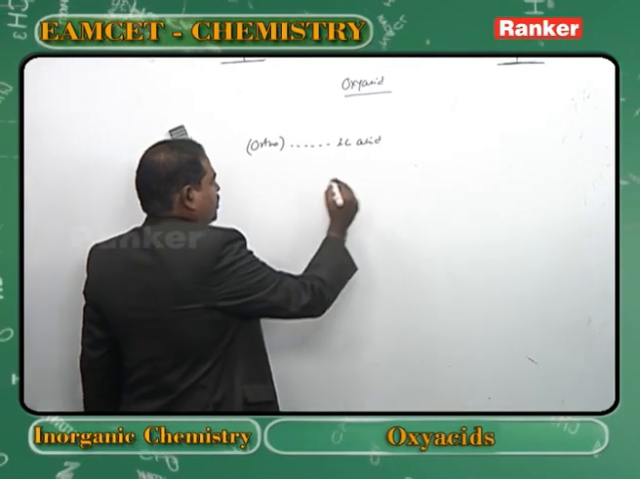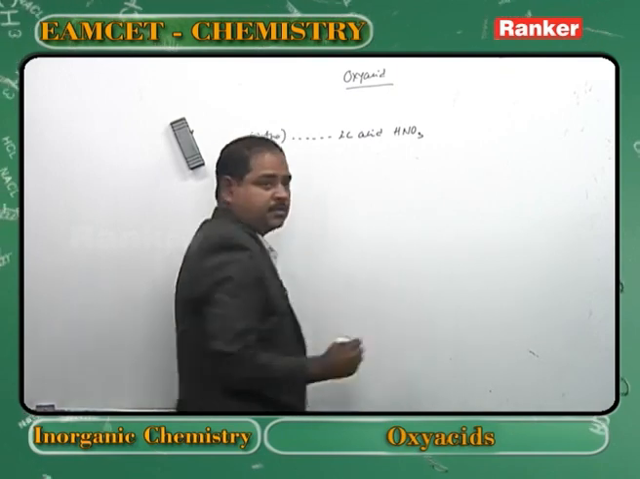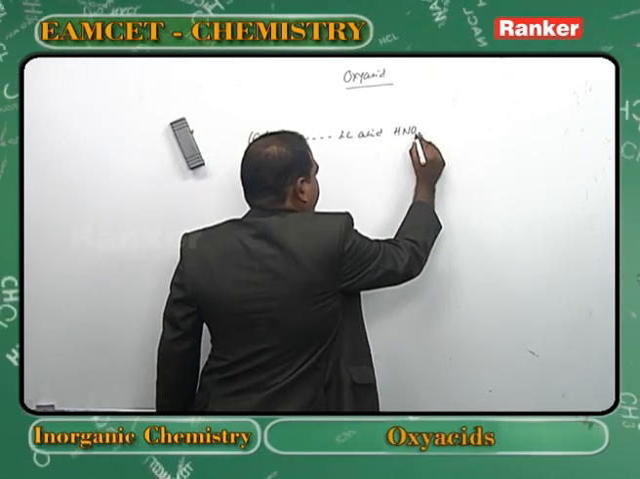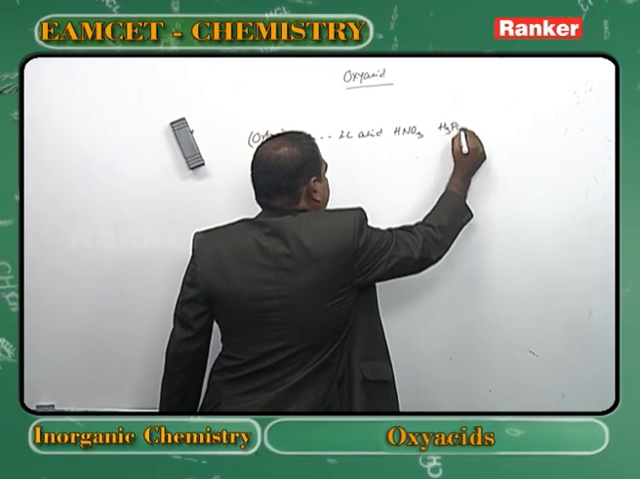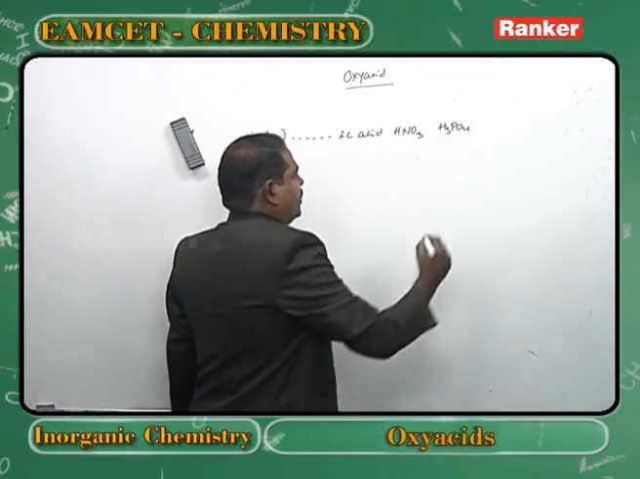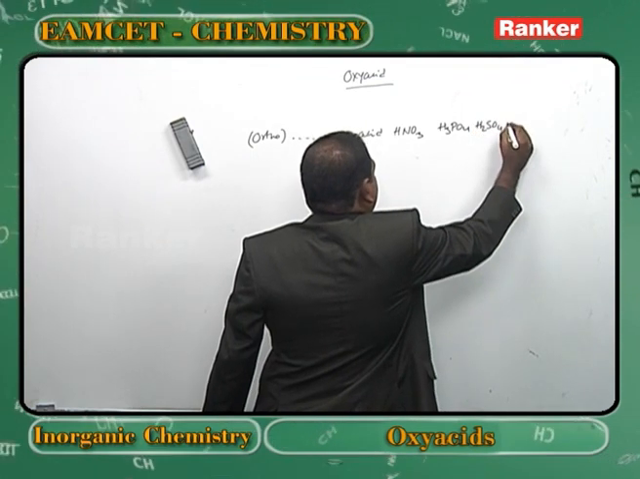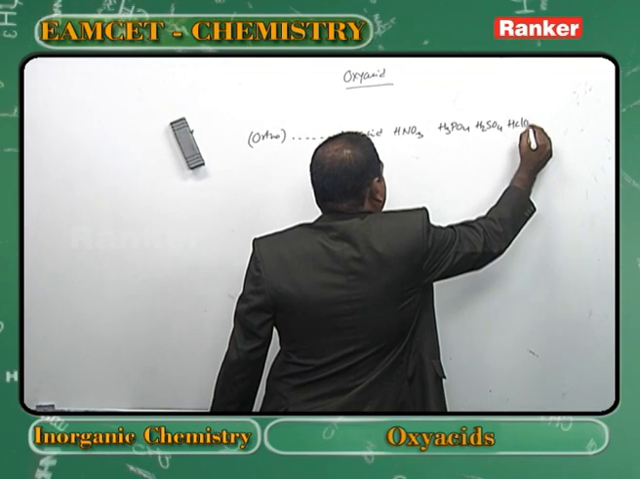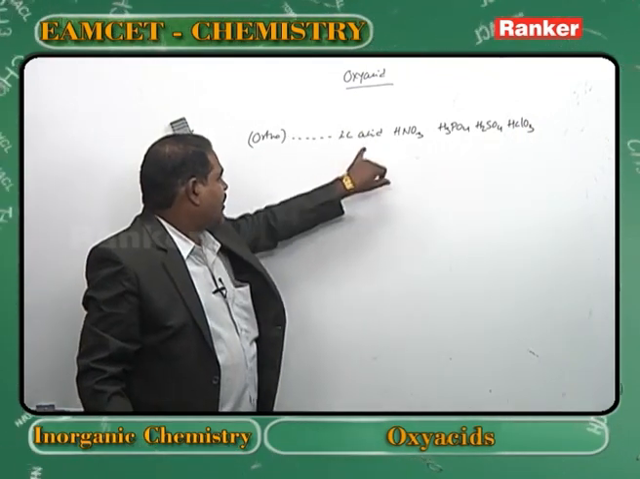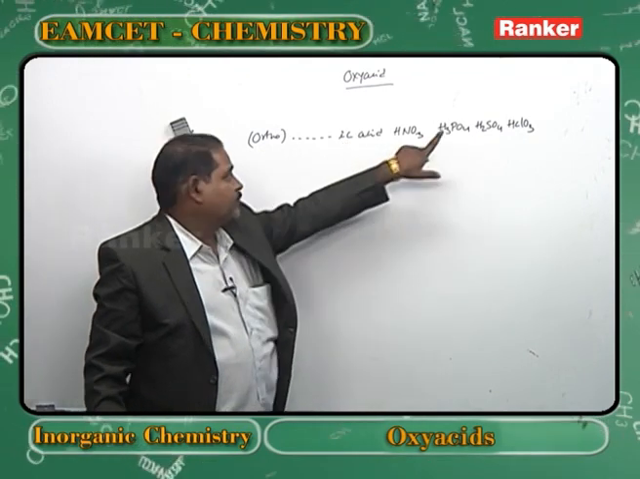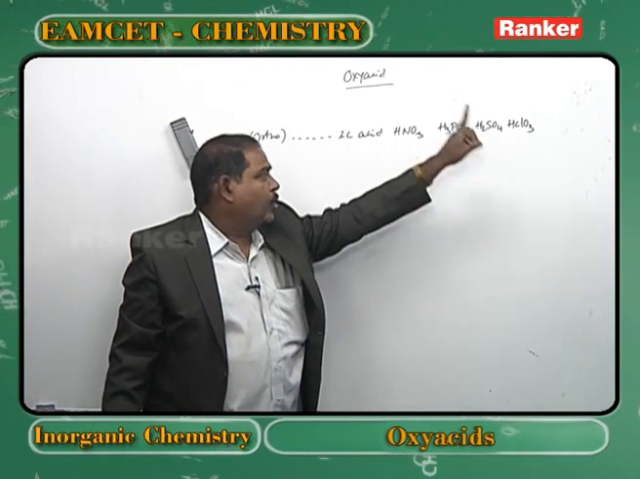Look here, HNO3 is nitric acid. All of you know this. H3PO4 is phosphoric acid. H2SO4 is sulfuric acid, and HClO3 is chloric acid. Once again, nitric, the emphasis is on ic. Phosphoric, once again ic. Sulfuric, chloric.